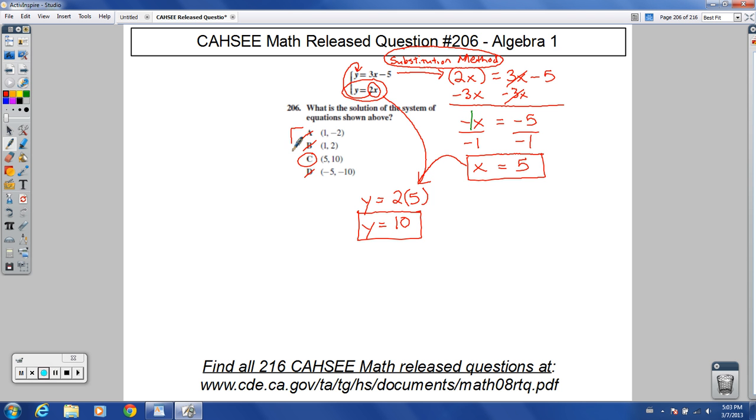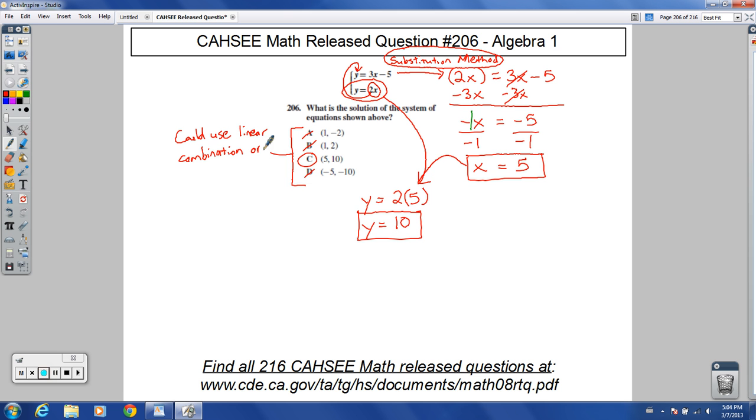And so, just like the previous one though, let's make a little note here. We could use linear combination. That would be a little trickier here, I would say, but you could actually multiply one of these by negative 1, and you'd have y equals 3x minus 5. You'd have negative y equals negative 2x. You could cancel the y's out and solve for x that way. That's one way you could use linear combination instead.